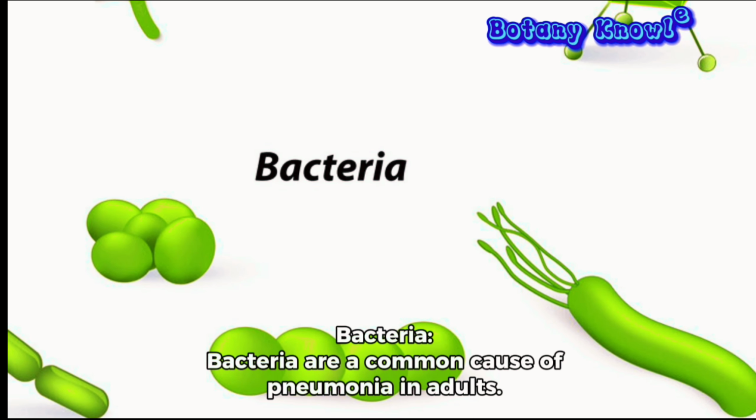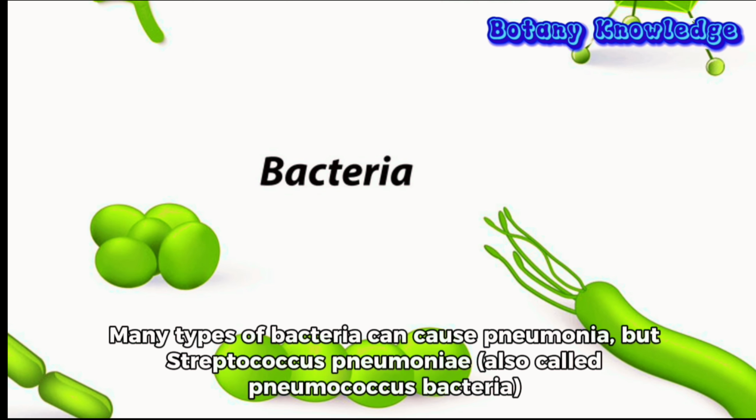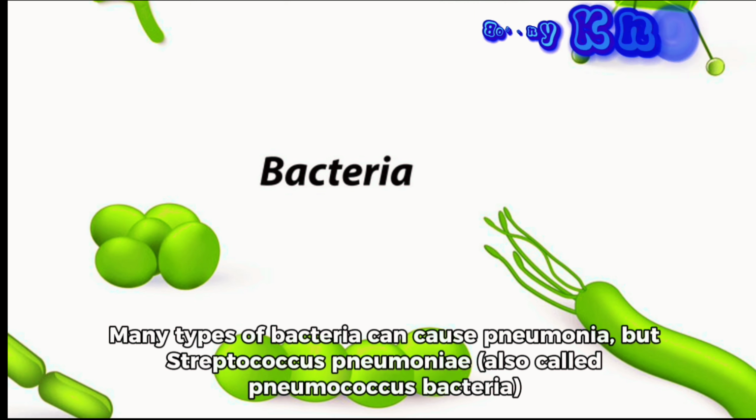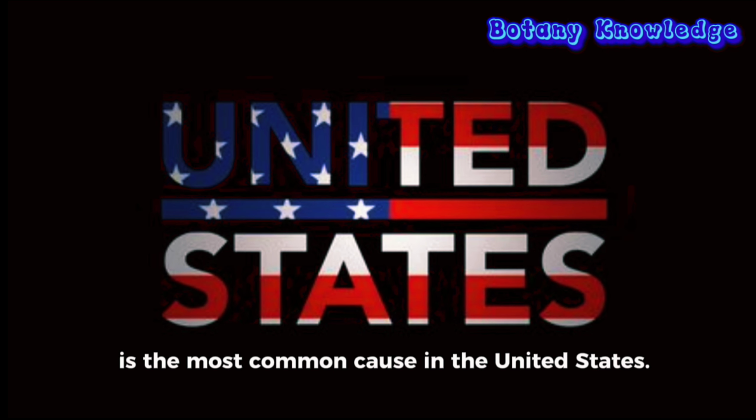Bacteria are a common cause of pneumonia in adults. Many types of bacteria can cause pneumonia, but Streptococcus pneumoniae, also called pneumococcus bacteria, is the most common cause in the United States.